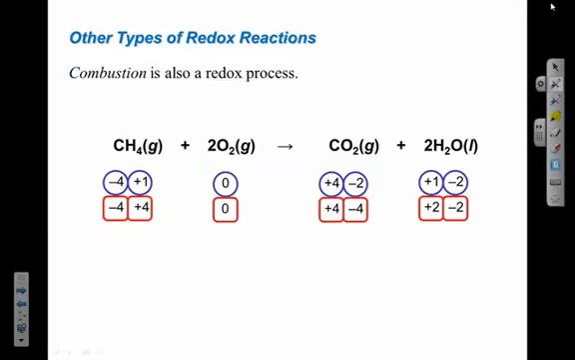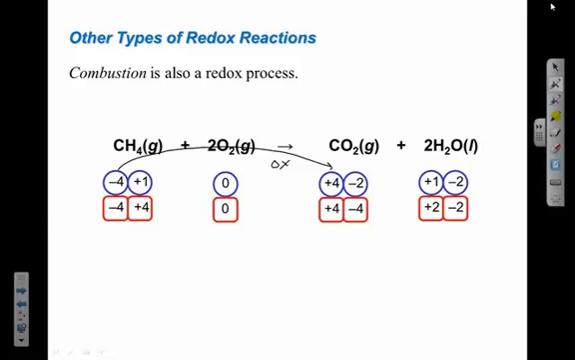Combustion is also a redox reaction. This is a very important reaction for our society as long as we continue to power ourselves using fossil fuels. That means carbon, hydrogen molecules. Methane is one of those. And so if I calculate all the oxidation numbers, I find that the carbon goes from a -4 to a +4. That's an oxidation. Increase in the oxidation number.